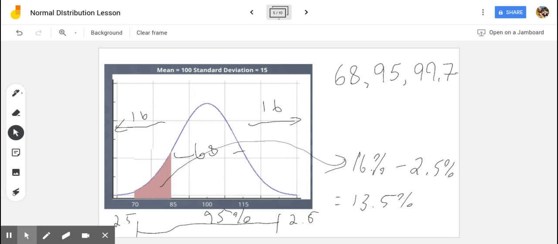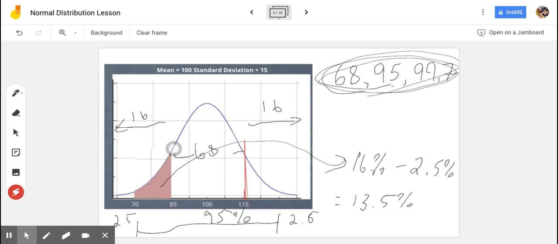Okay, so this idea of 68, 95, 99.7 will actually only work if we are 1, 2, 3 standard deviations away. But if we're not, then we have to come up with some kind of way to measure the area, say between 90 and 100. And so how do you measure that area? What we do is we use a mathematical formula.